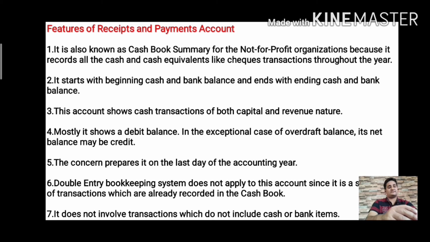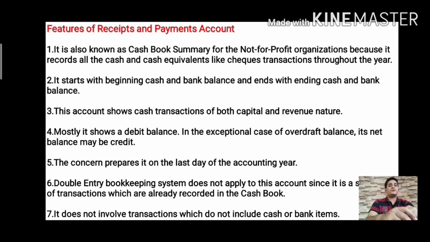Point number 3: this account shows cash transactions of both capital and revenue nature. Very important point, because while preparing the receipts and payments account, all items, whether capital in nature or revenue in nature, you have to record under the receipts and payments account.